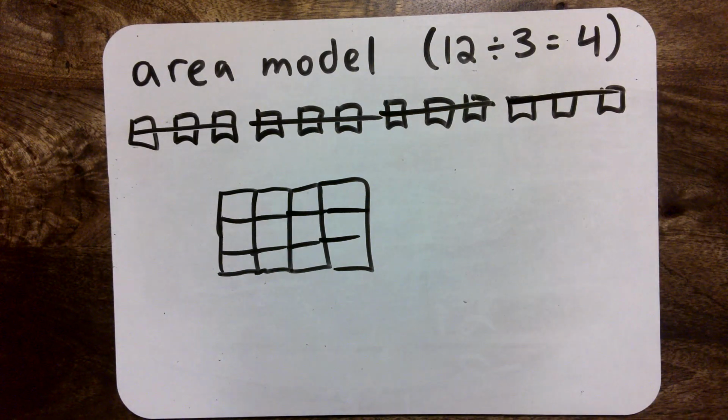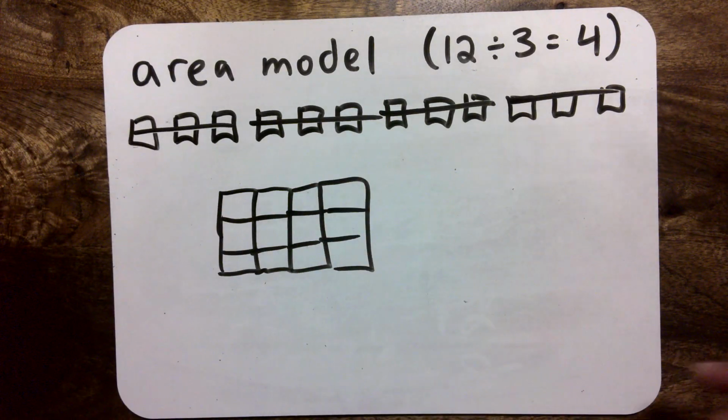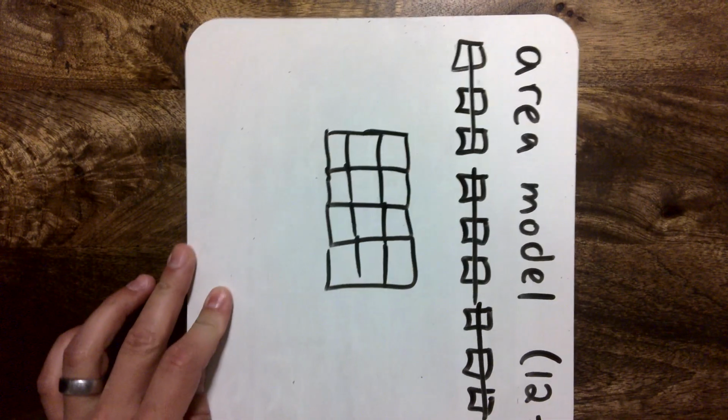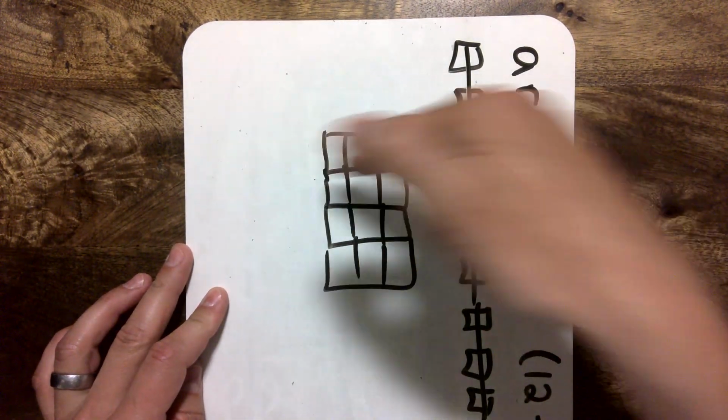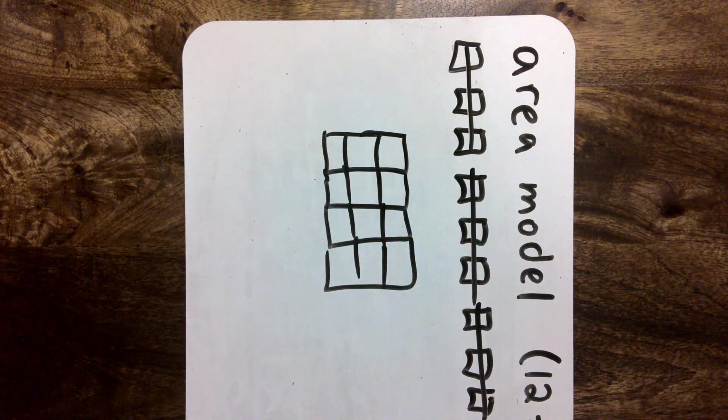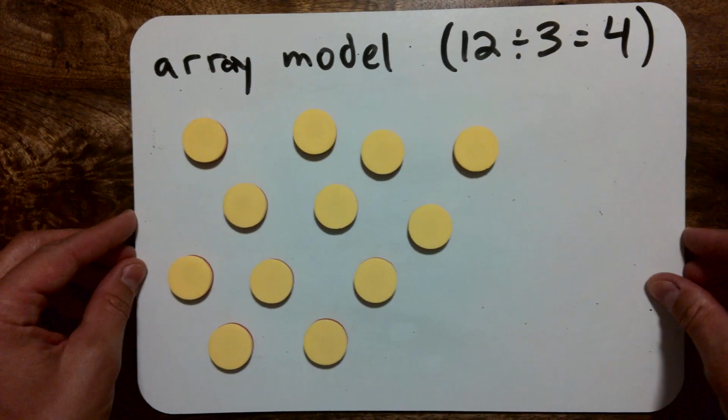And then again, the abstract model, 12 divided by 3 equals 4, where that 3 is saying the size of each column in this case. If we were to rotate it this way, we could say 3 is the size of each row, and that's what that model would look like. That's the area model. And our last type is going to be the array model.